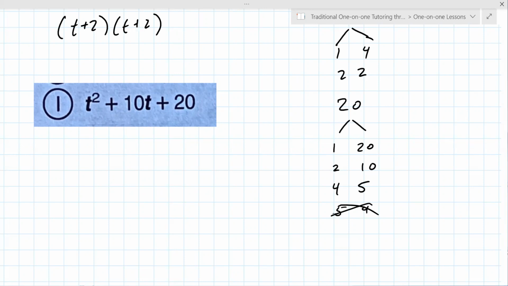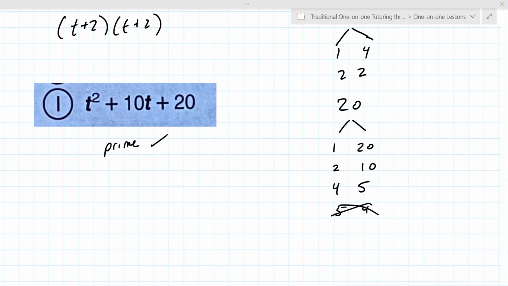So then would it just jump to 2 and 10? Oh wait, that's already a thing. 10 and 2, you already have that. So it just ends at 4 and 5. Yeah. So do any of these add up to 10? The answer is no. And this one is considered prime. So what would you write for that? Just prime. Not factorable. So prime means not factorable. Yeah, and that's the same thing there.